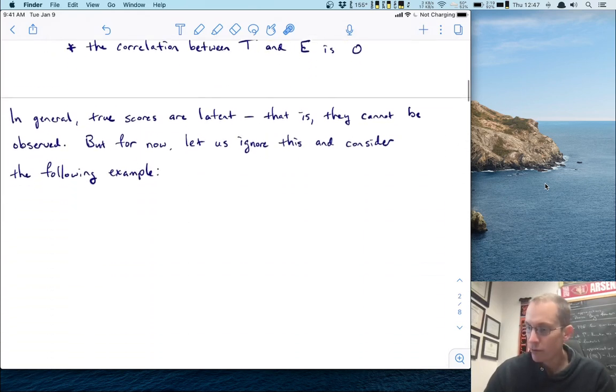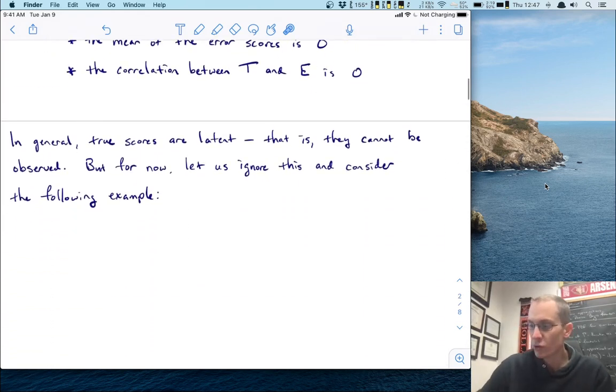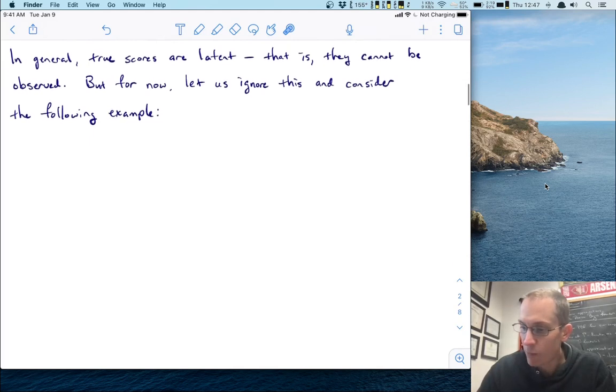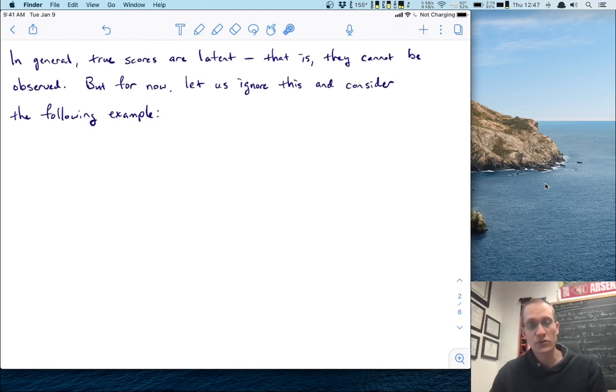So in general, the issue is that these true scores are latent. That is, we cannot observe them. But for now, just for this lecture, let's assume that we can. Let's ignore this notion and just consider an example where we actually do know the true scores and error scores that decompose our observed scores.